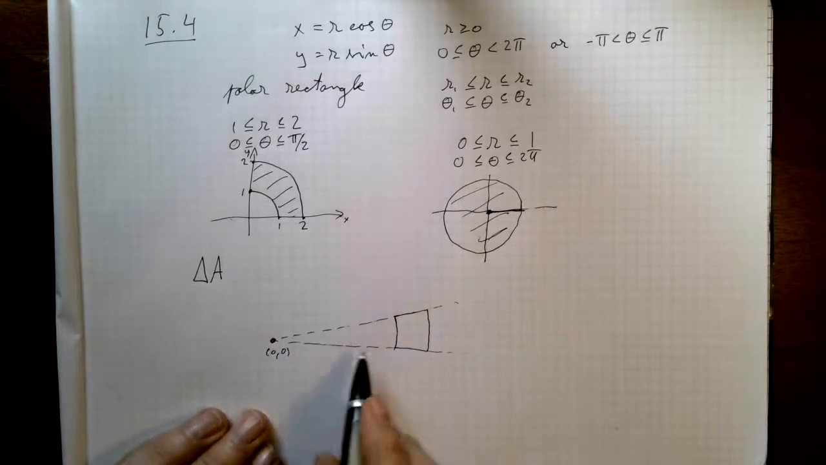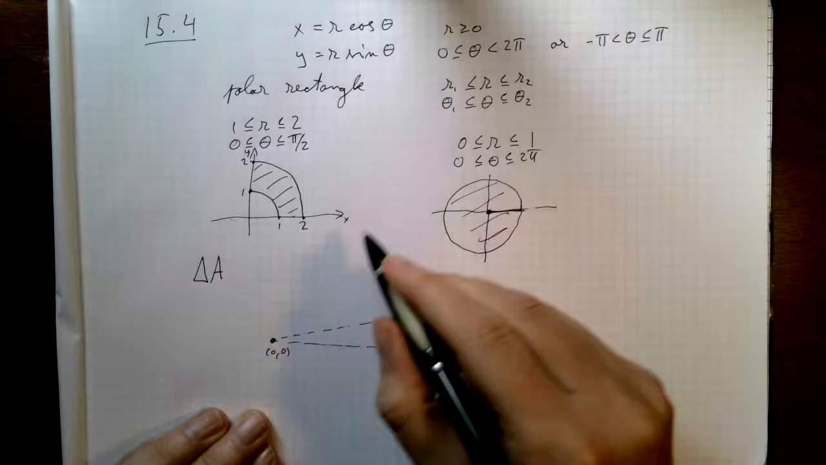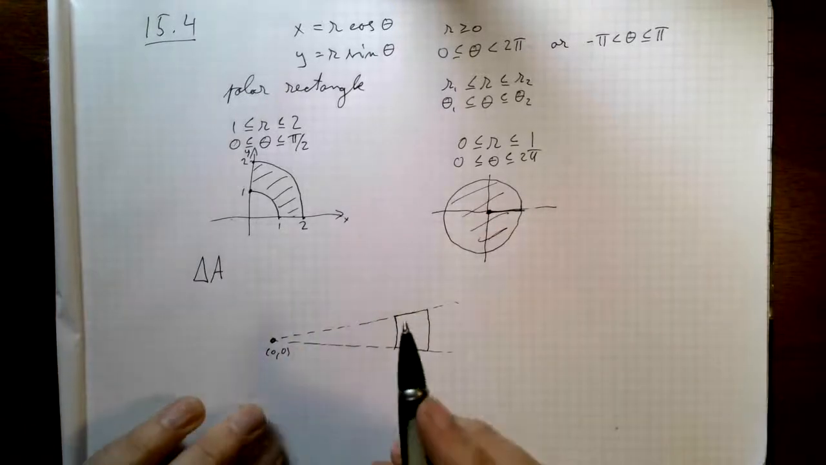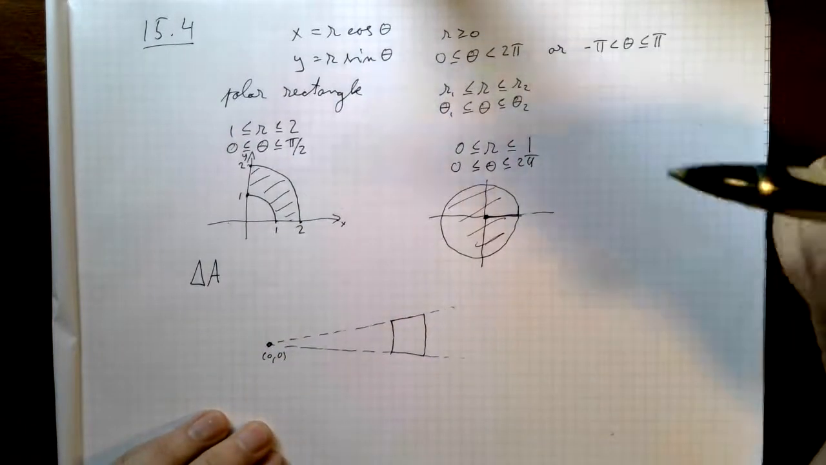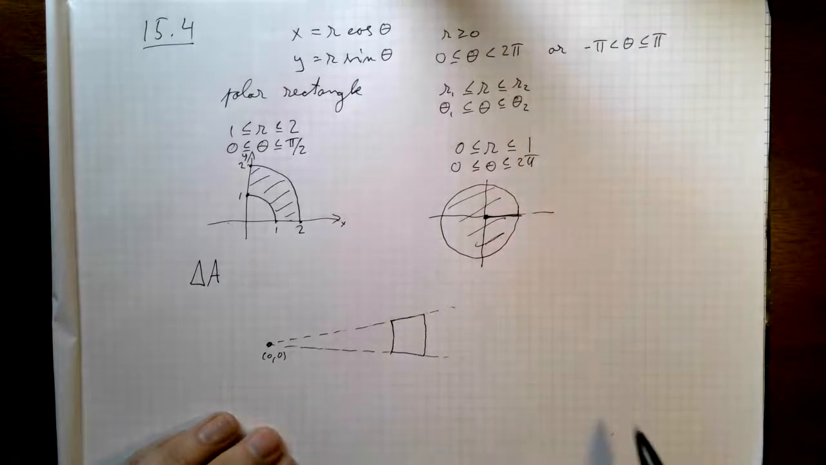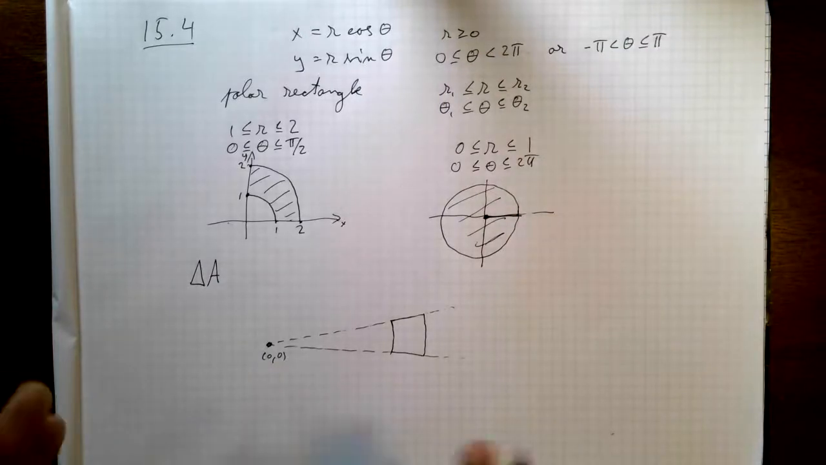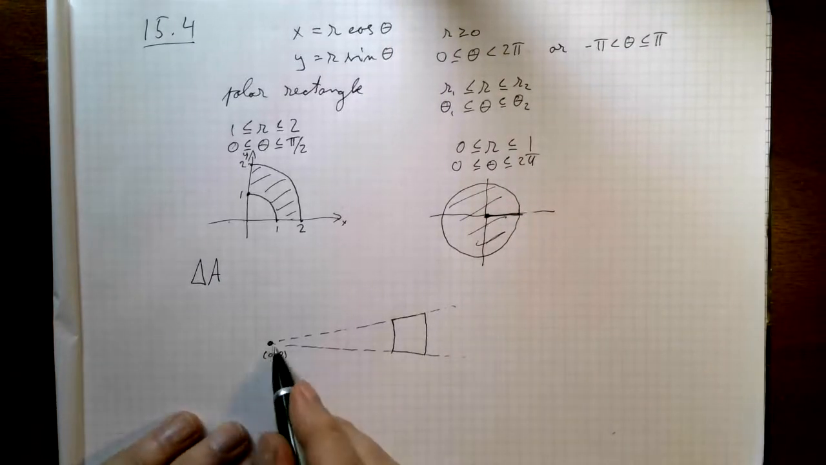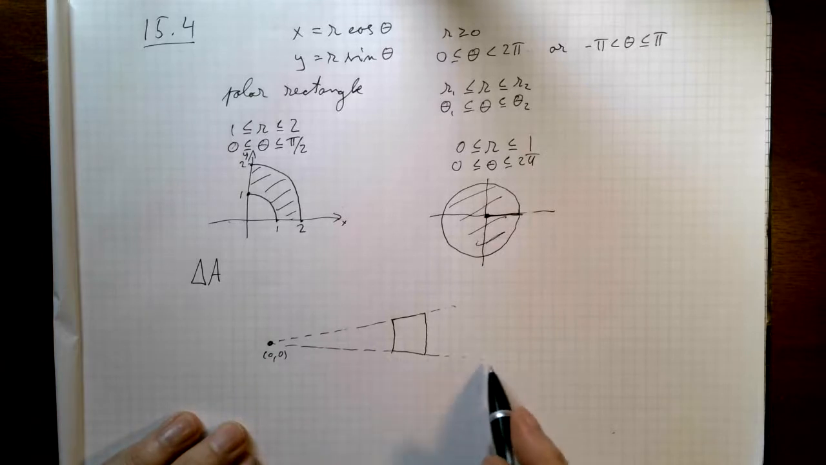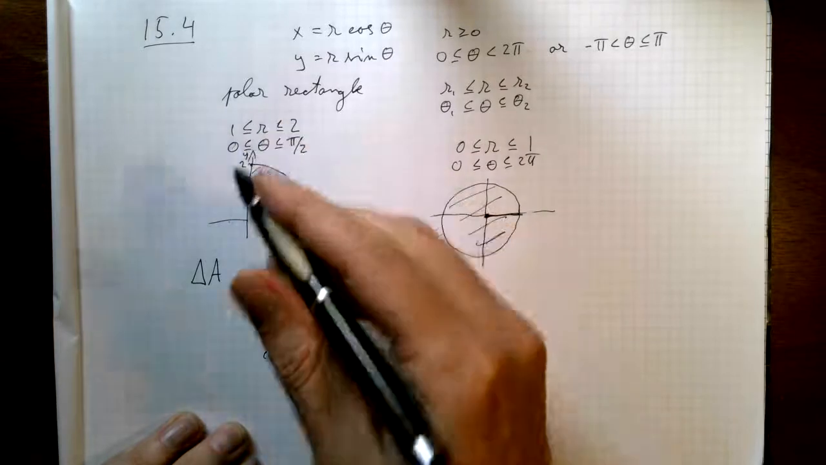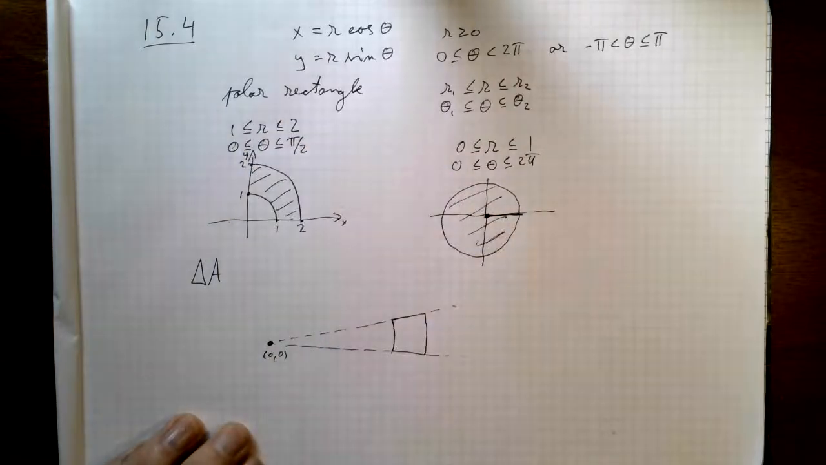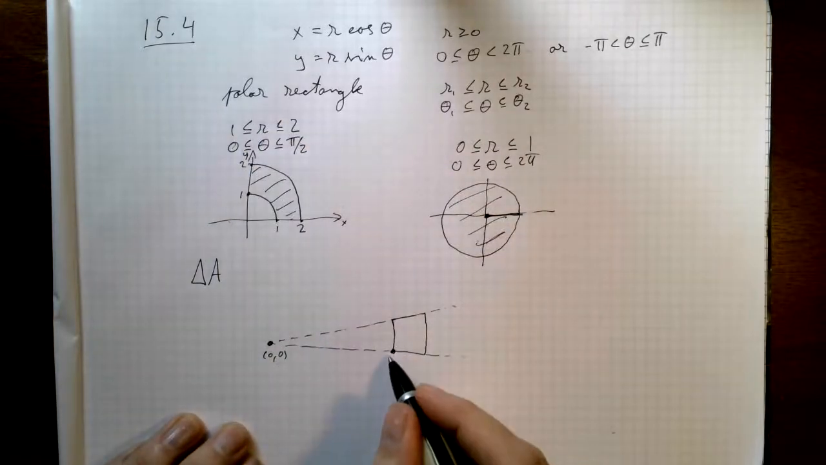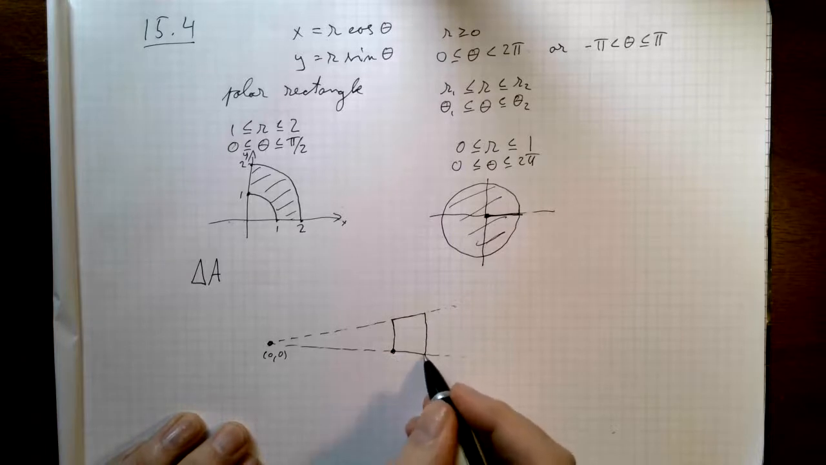Now, as we move along these rays from the origin, that's where R tells us where we are on the ray, right? This is where R is 0, and this is where R is maybe 1. This is where R is 2, or R is 3, and so on. R tells us the distance from the origin. So we start somewhere here. Maybe this is R, and this is R plus delta R.